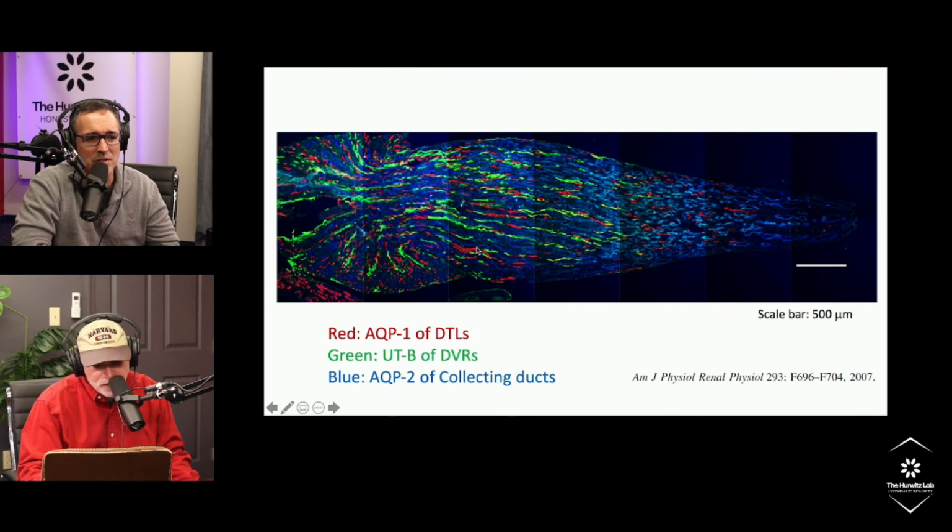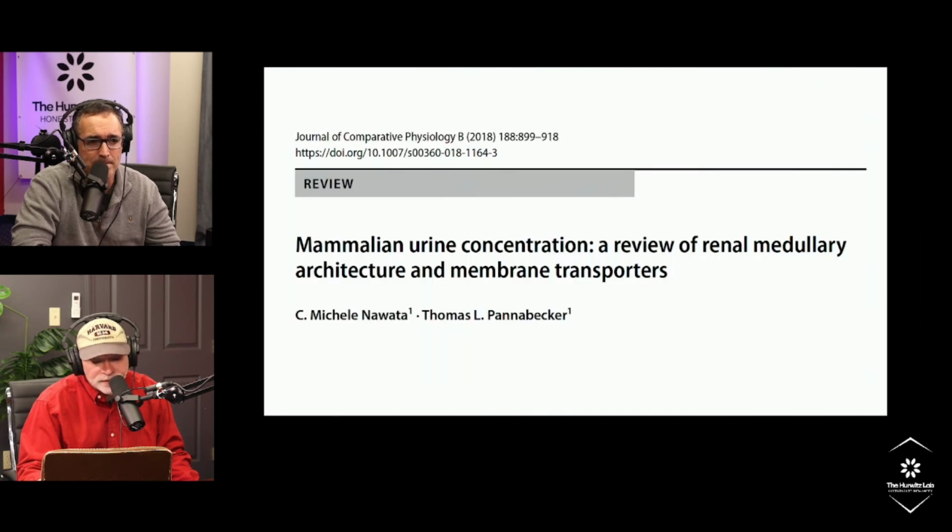I think these pictures are always nice because they take us away from that nephron diagram. They show us what it really looks like. You get a whole different kind of perspective, and it's easier to understand that this is all continuous and not discrete.